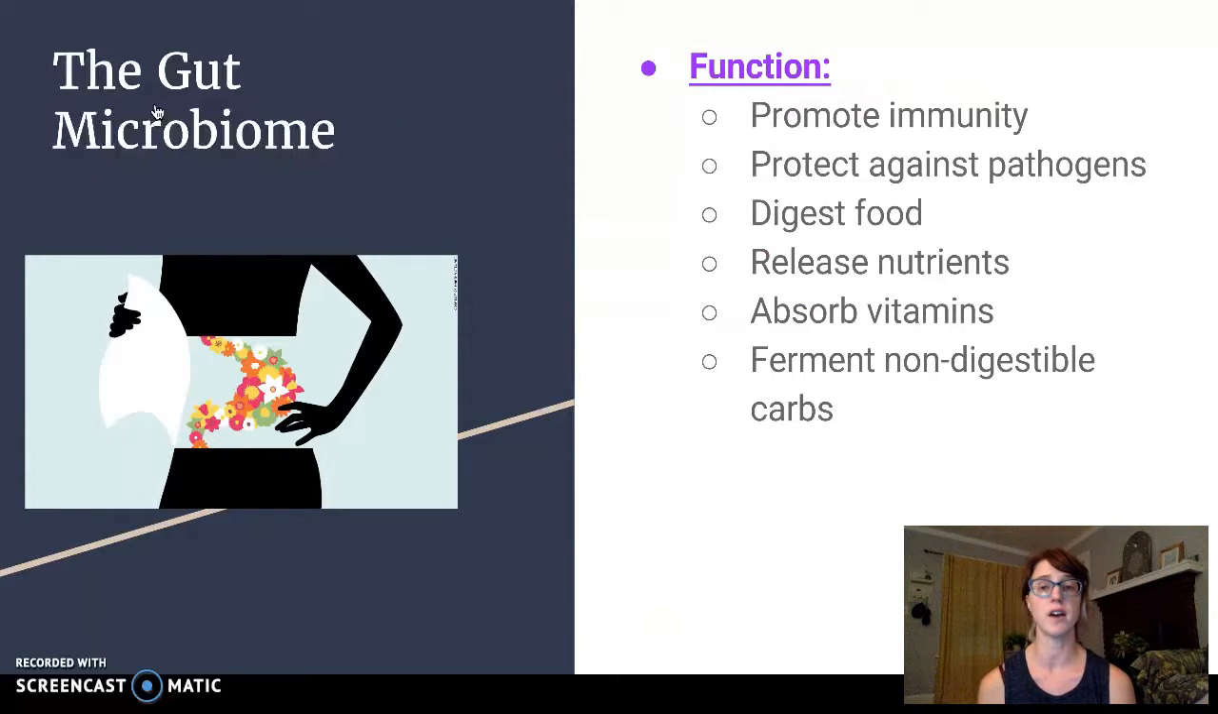So the function of it is, first of all, it promotes immunity. And the way that it does that is it protects us against pathogens from getting into our body and making us sick. It also helps to digest our foods. And while it's digesting those foods, it's releasing the nutrients and absorbing vitamins into the body. And it also helps to ferment non-digestible carbohydrates.